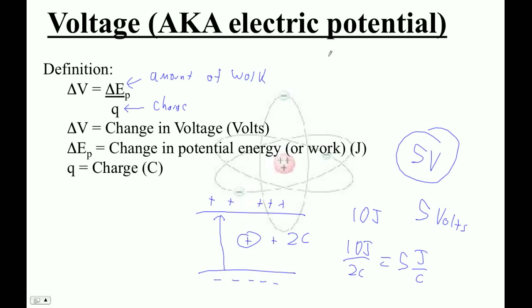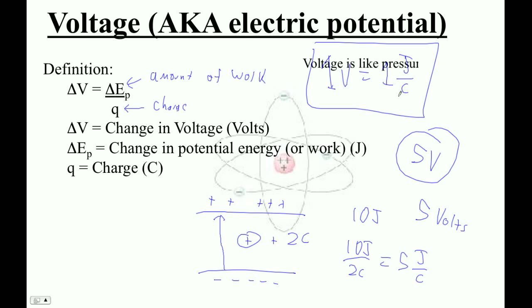Okay, but a volt, 1 volt, equals 1 joule per coulomb. Ta-da. It's how many joules of work are done on a coulomb of charge. So let me just do another example here.